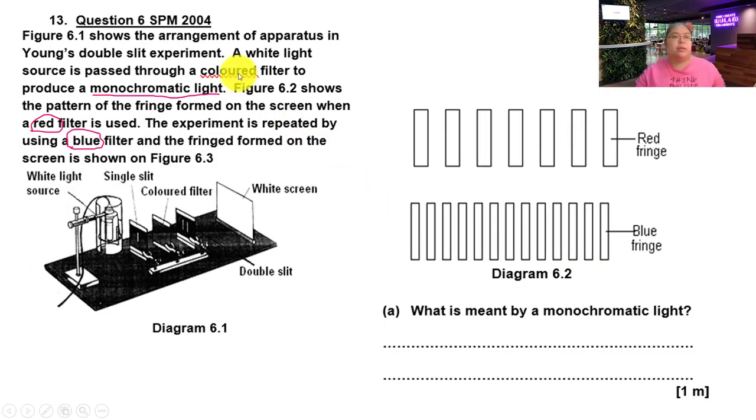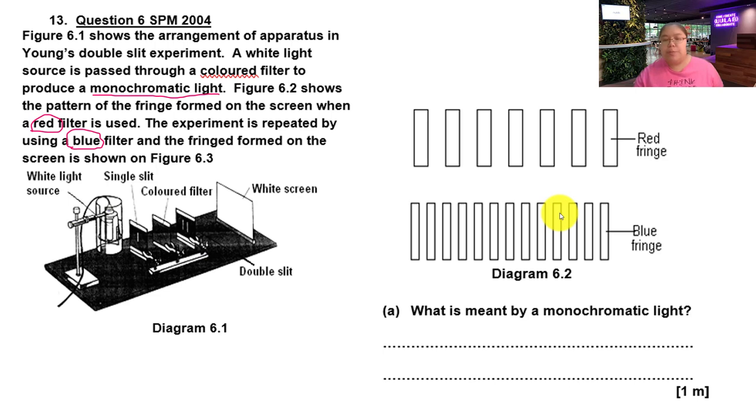Okay, question 13, it's about the arrangement of the apparatus for Young's double slit. Now the light source passes through the color filter. Remember this word, monochromatic. Monochromatic means just one color. When starting, they used red, then repeated using blue. So this one is the result from the red, this one the result from the blue. We find that the red one, the distance between bright fringes is more than the blue. The fringes are further apart, then the blue one, the fringes are closer.